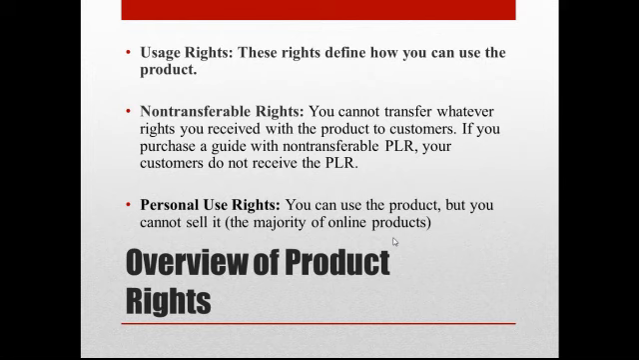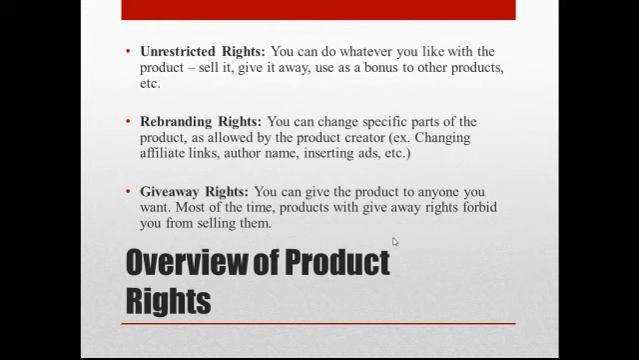Next up are personal usage rights. Personal usage rights means you can use a product but you can't sell it. It's just yours to keep, and that's that. Unrestricted rights: you can do whatever you want with the product. You can sell it, give it away, use it as a bonus for others. Pretty much the sky's the limit. Whatever you want, you can do.